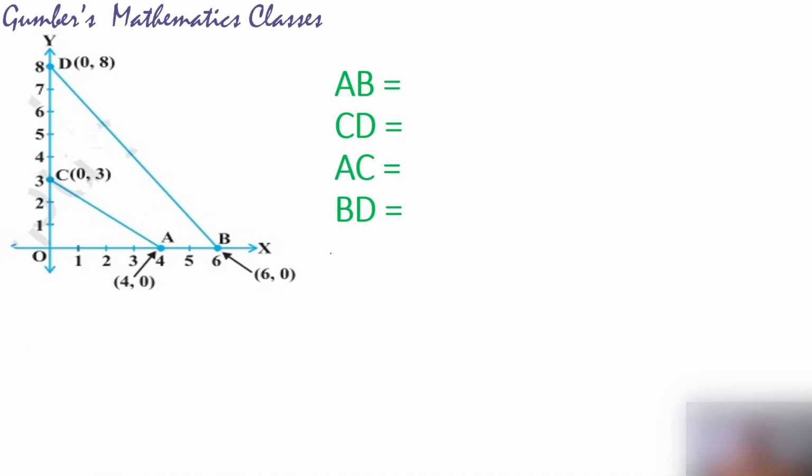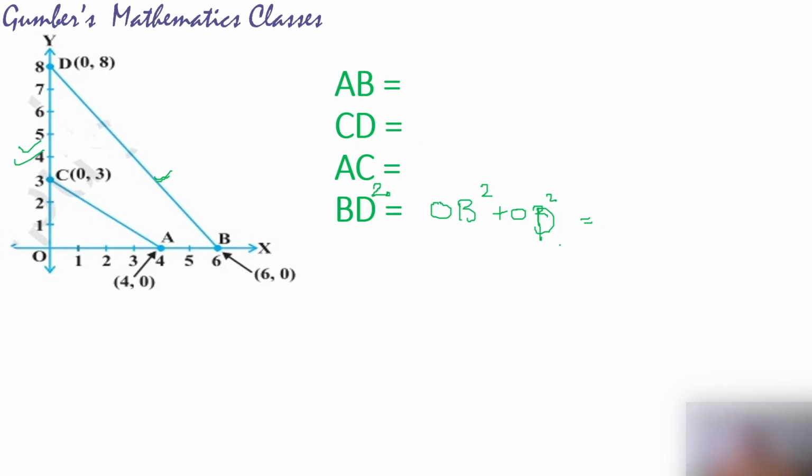Now BD square is equal to, similarly with the help of Pythagoras theorem, we can say that this is equal to OB square plus OD square. Perpendicular square plus base square, their sum gives the square of the hypotenuse.